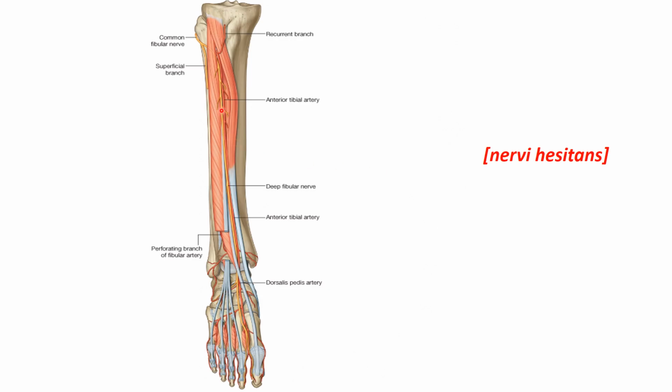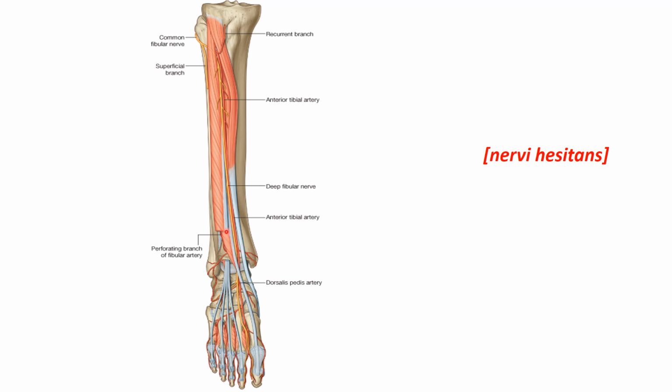Now this is the course of this nerve shown here, how it tries to cross the artery. Initially it is lying lateral to the artery, then in the mid portion it is lying just anterior to the anterior tibial artery, but again in the distal portion it is lying lateral to the artery. So the nerve seems to cross the artery but hesitates to do so. That's why it is known as nervi hesitans.